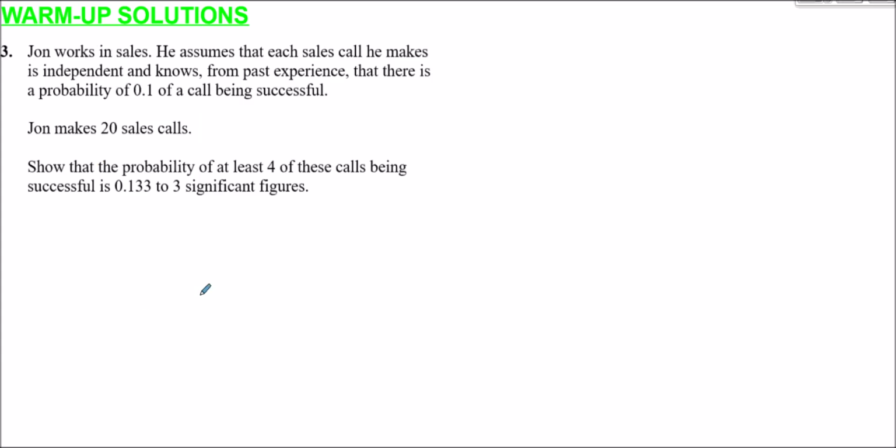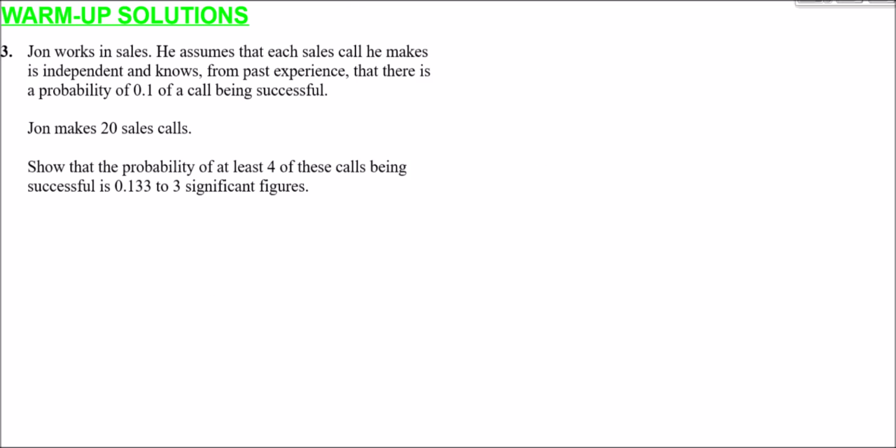Question 3. John works in sales and he assumes each sales call he makes is independent and knows from past experience that there is a probability of 0.1 of a call being successful. So he makes 20 calls. Show that the probability of at least 4 of these calls being successful is 0.133, correct to 3 significant figures.